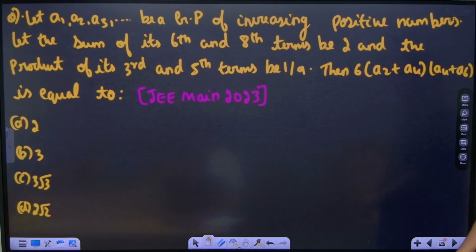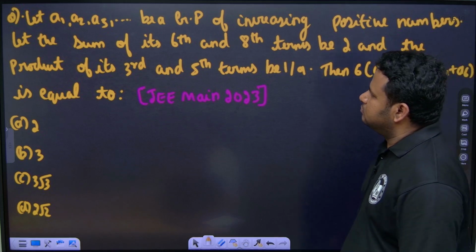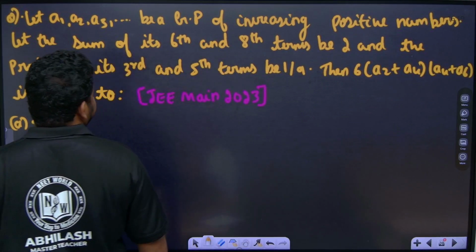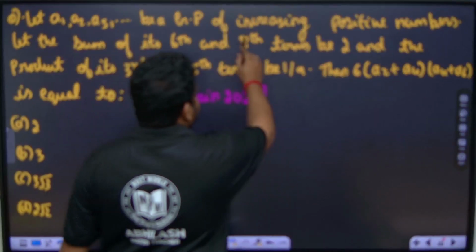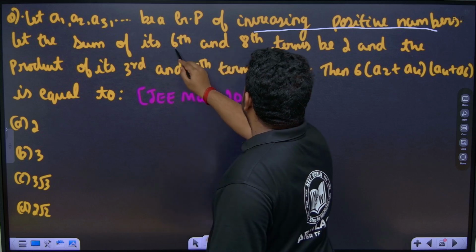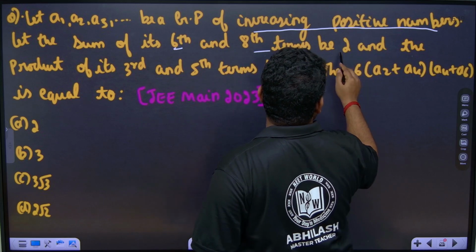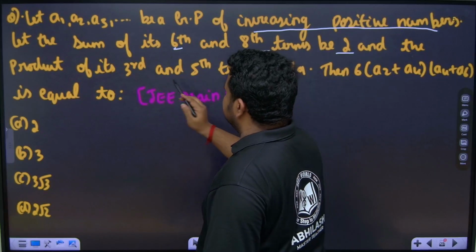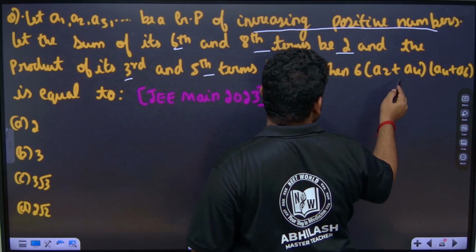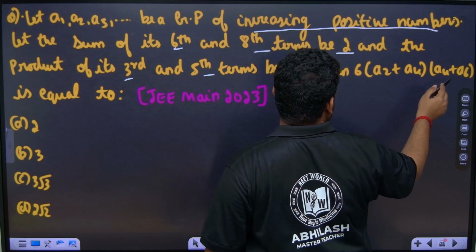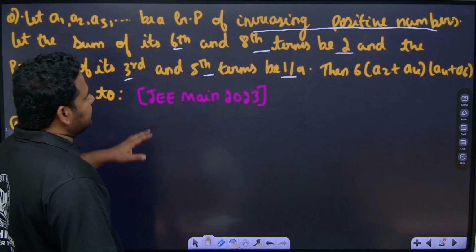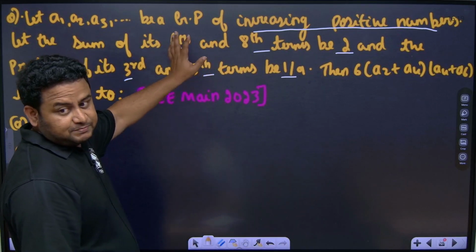Look at this. They have given: let A1, A2, A3 and so on be a GP of increasing positive numbers. That is, they will increase and they are positive numbers. Let the sum of its 6th and 8th terms be 2, and the product of its 3rd and 5th terms be 1 by 9. Then 6 times A2, A4 into A4 plus A6 is equal to what? They are telling us it is a positive increasing GP.